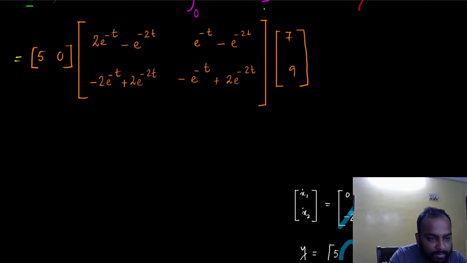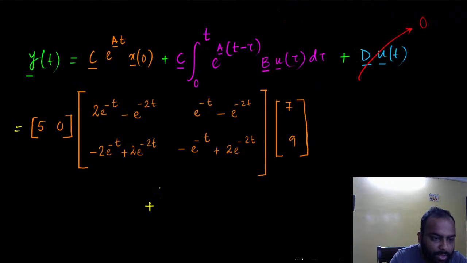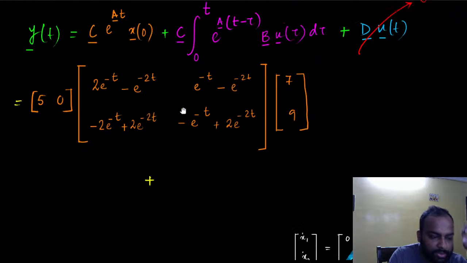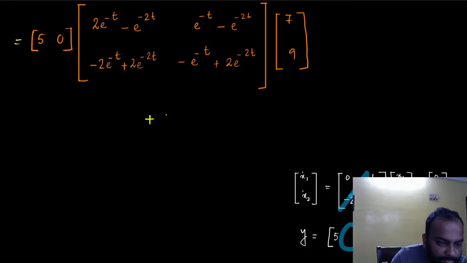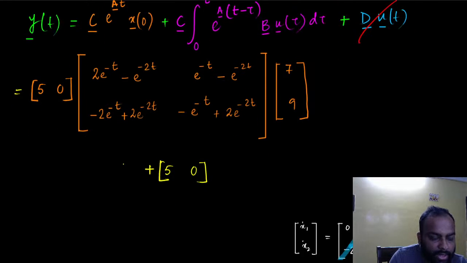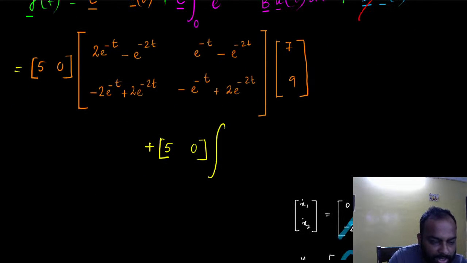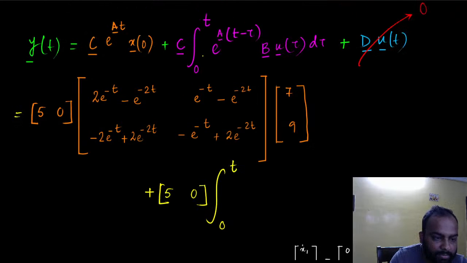Then this plus this part here, so that's going to be the C matrix. That's going to be 50, times this integration. Now this integration here from 0 to t. Now this matrix, but now instead of being e to the power this, here is one of the tricks that we are going to use.